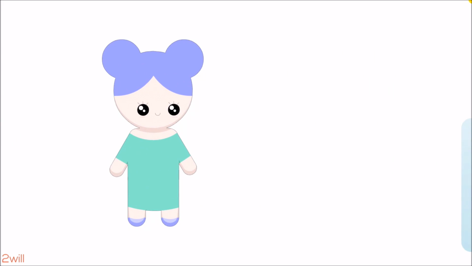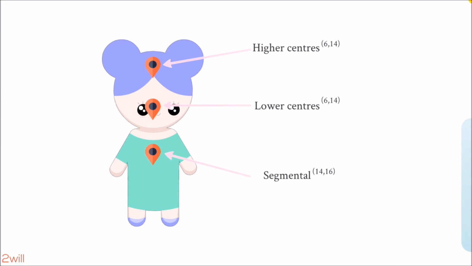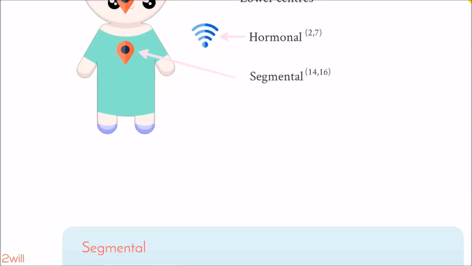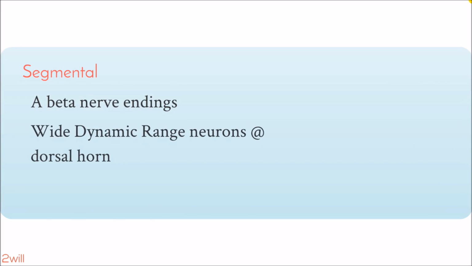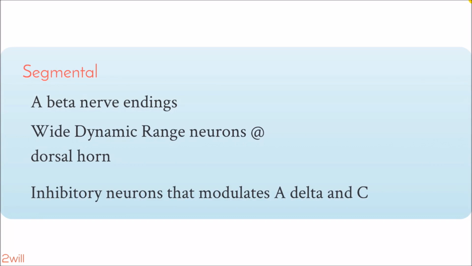I can summarize modulation into four centers. First is segmental, then the lower centers, the higher centers, and hormonal. Segmental is where non-nociceptive afferent stimulation can inhibit ascending nociceptive signals at the dorsal horn. This is essentially how you feel better when you rub on a sore spot. Now, when you do, the non-nociceptive A-beta nerve endings are stimulated, and that signal goes into the wide dynamic range neurons at the dorsal horn. And then it recruits inhibitory neurons that dampen the nociceptive signal from A-delta and C fibers that also enter the wide dynamic range neurons as well.